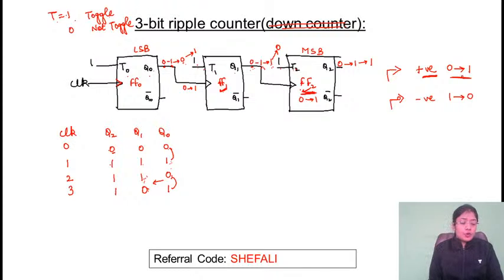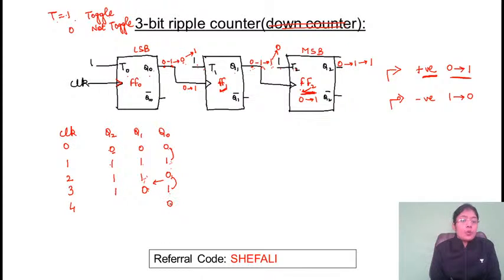I guess some confusion is there. Yes, second won't be activated. Right? So second is not activated, so the output remains the same. Apply the next clock. Q0 will toggle.